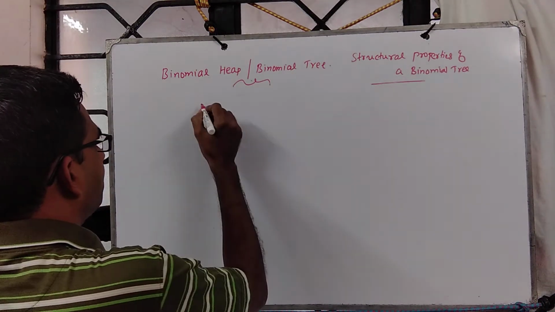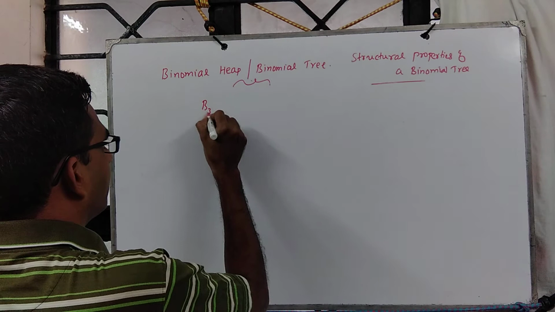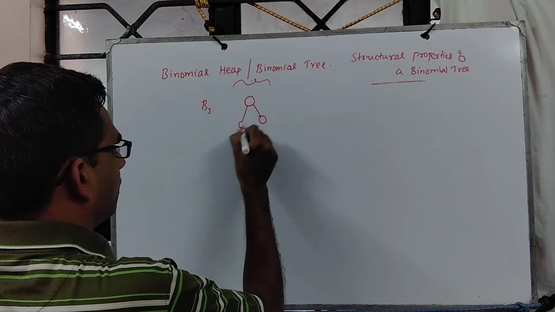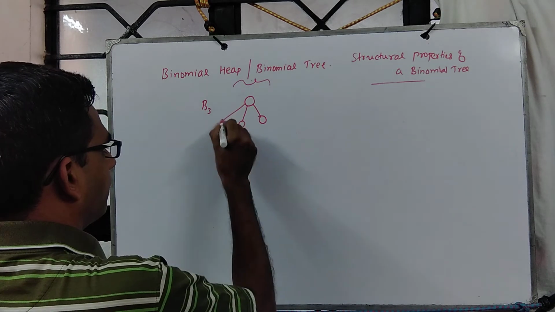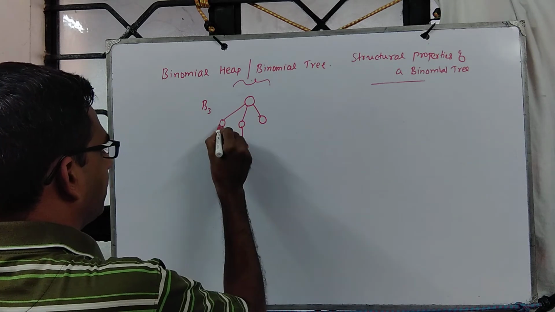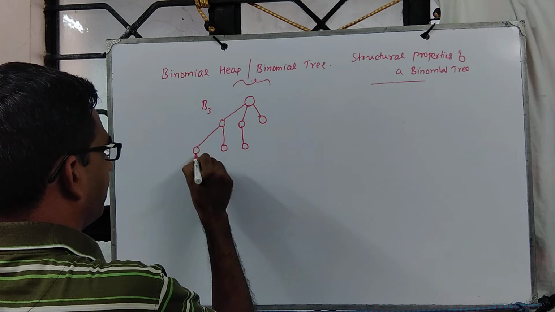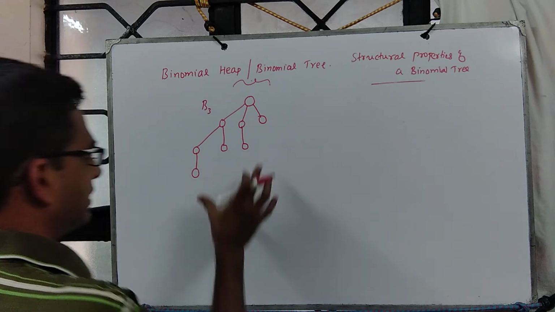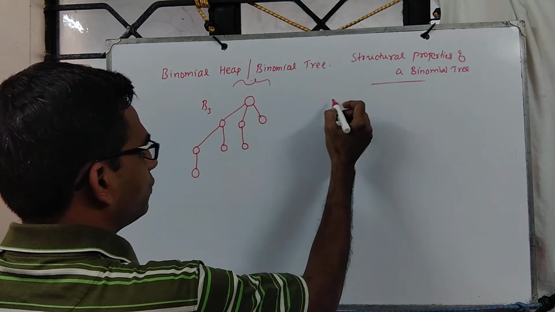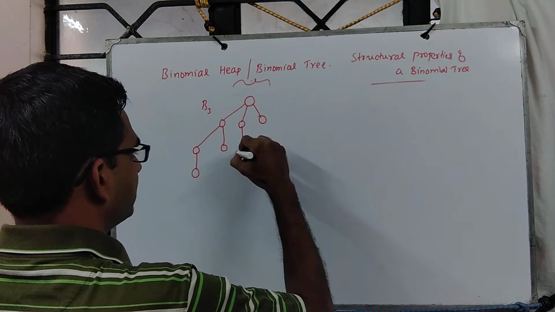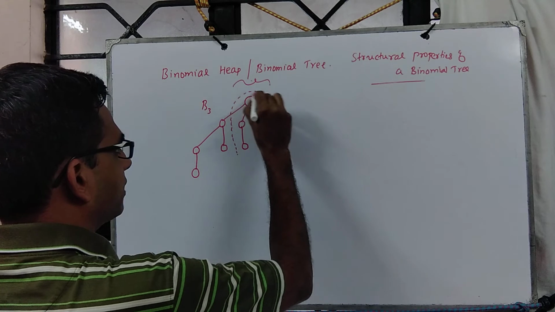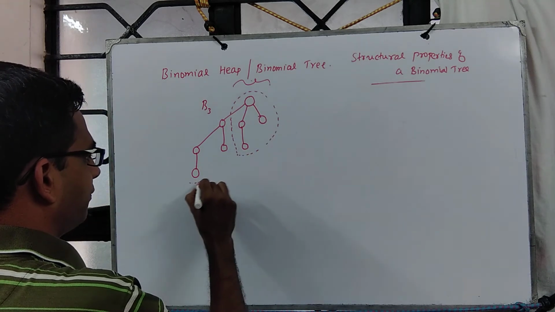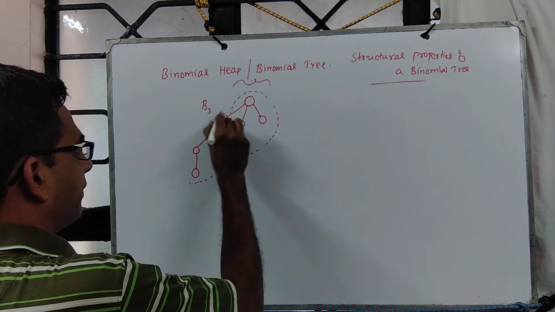Consider B3. So the structure looks like this. How do we construct B3? By taking two copies of B2. So you see that here is a copy of B2 and the second copy of B2 is this.